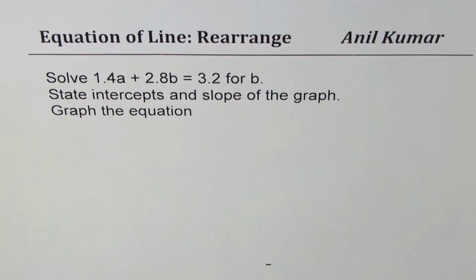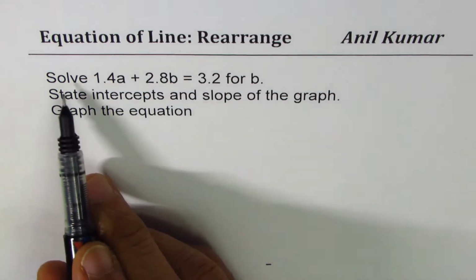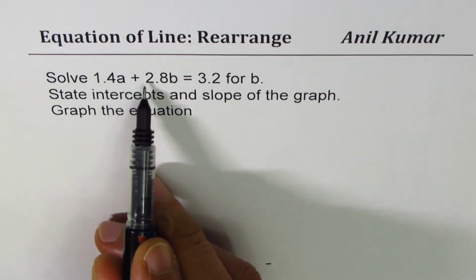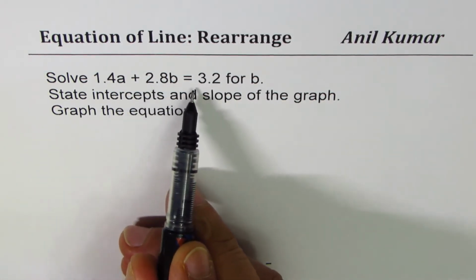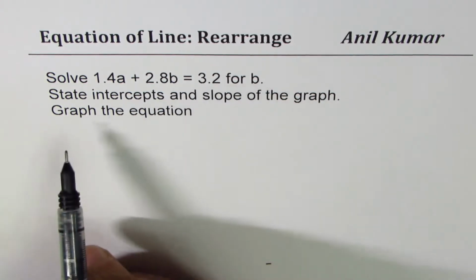I'm Anil Kumar, and in this video we will see how to work with equations having decimal numbers. The question is, solve 1.4a plus 2.8b equals 3.2 for b.